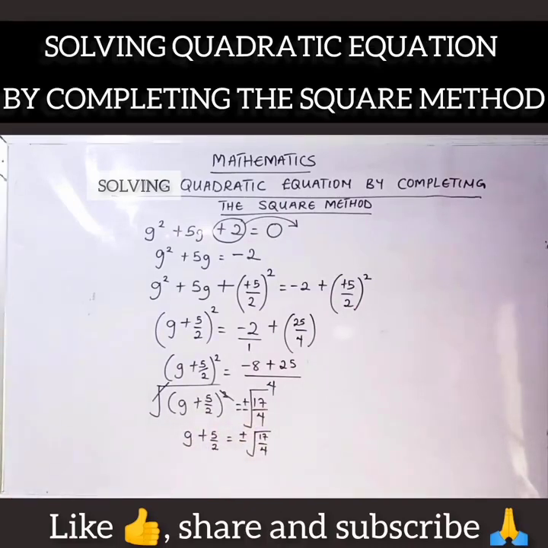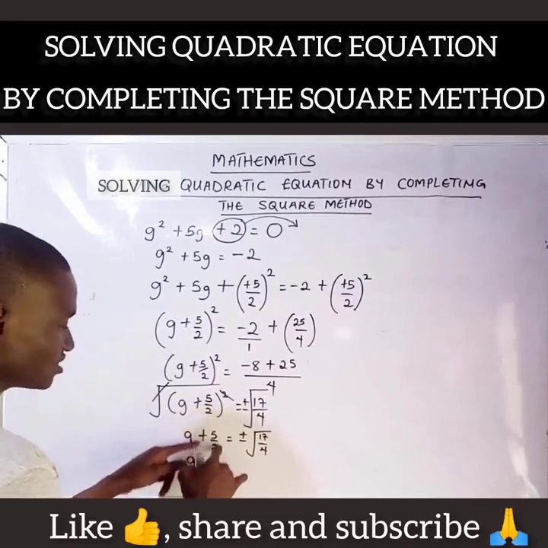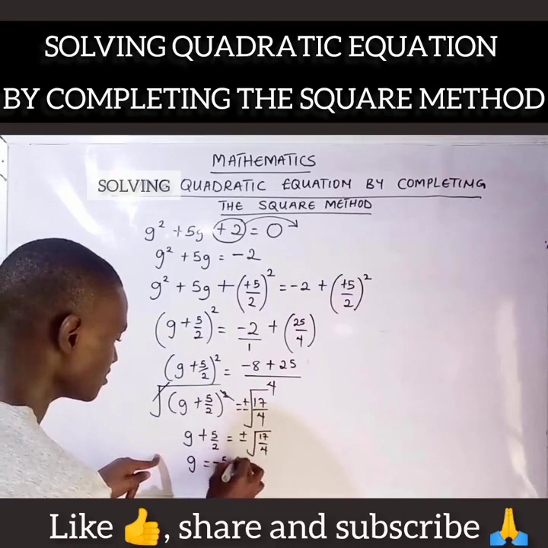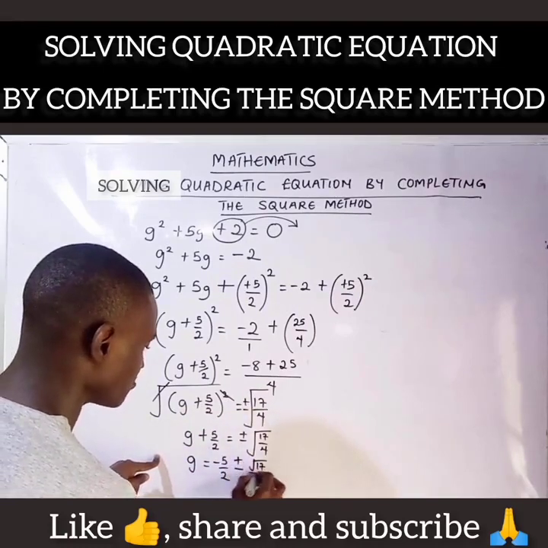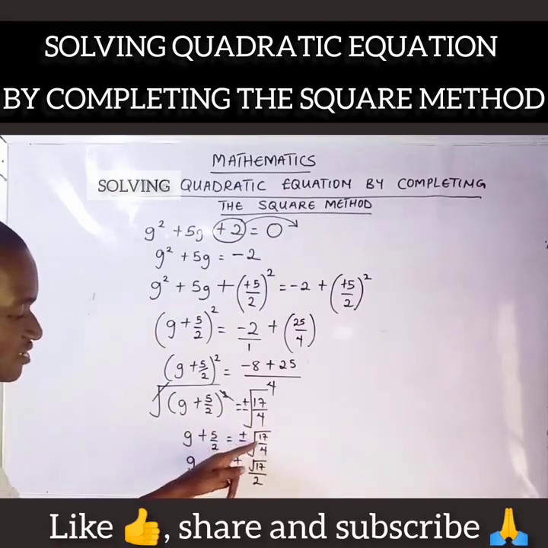Now, with this, I'm going to make g the subject of the formula by bringing this to that side. And that will give me g is equal to, when this goes to that side, negative 5 over 2 plus or minus the square root of 17 over 2. Where is this 2 coming from? Because this means the square root of 17 over the square root of 4.